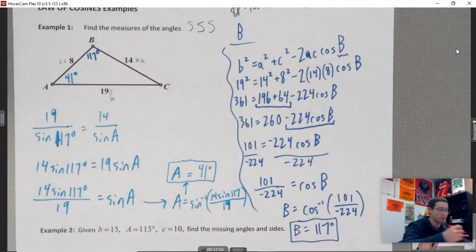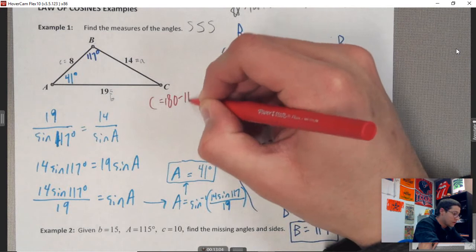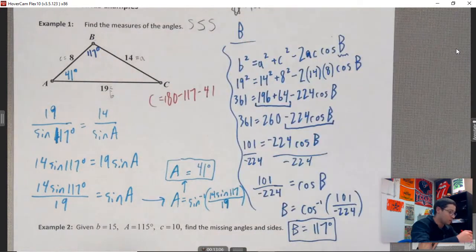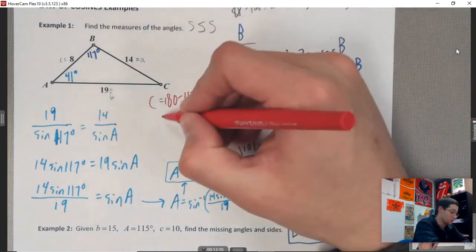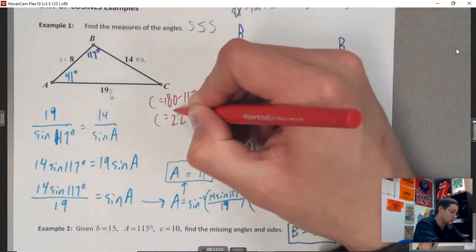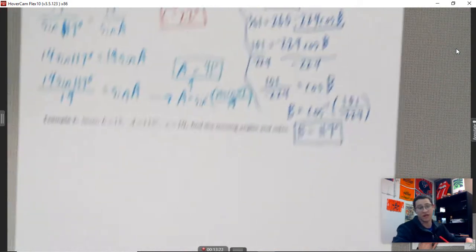So let's use that property to find C. C is equal to 180 minus 117 minus 41, and that should get you 22. Okay, so C is 22 degrees. We found the rest of our angles when we were only given sides. There we have it. Example 2, side angle side.